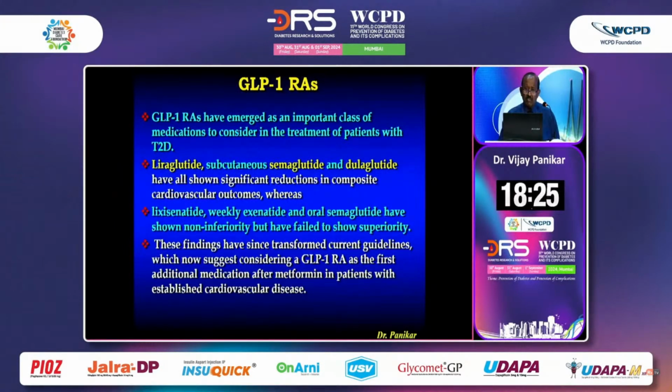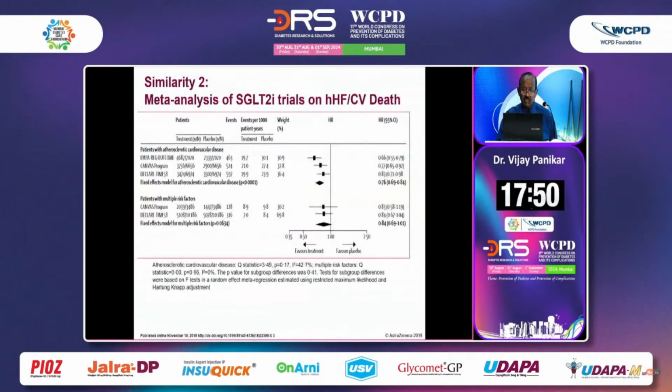So based on this, what would be the drugs which could prevent or protect your heart? GLP-1 receptor agonists liraglutide, subcutaneous semaglutide, and dulaglutide have shown significant reduction in composite cardiovascular outcomes. Lixisenatide, weekly exenatide, and oral semaglutide have not shown any benefit in cardiovascular outcome. They are not inferior to placebo. And these findings have prompted making GLP-1 right on top in your list of medications for type 2 diabetes.